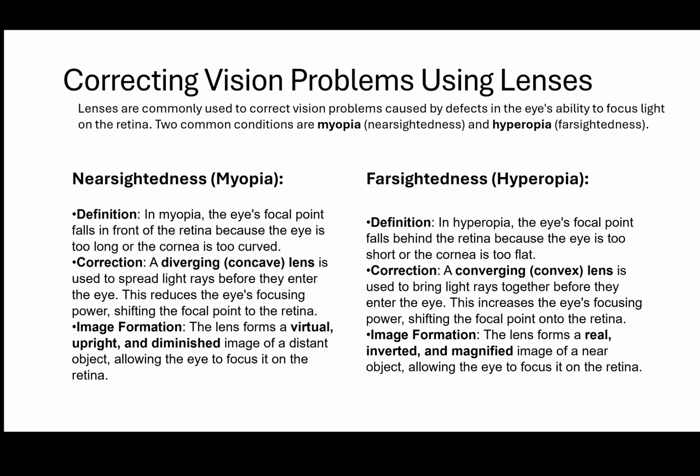So for myopia, the image is formed in front of the retina. You have the retina here, with the image formed in front of it, so the image is here. While for farsightedness, we have the retina here, but the image is actually formed behind it. It falls behind the retina. So how do we correct these things? For nearsightedness, we use diverging or concave lenses, and for farsightedness, we use converging or convex lenses.